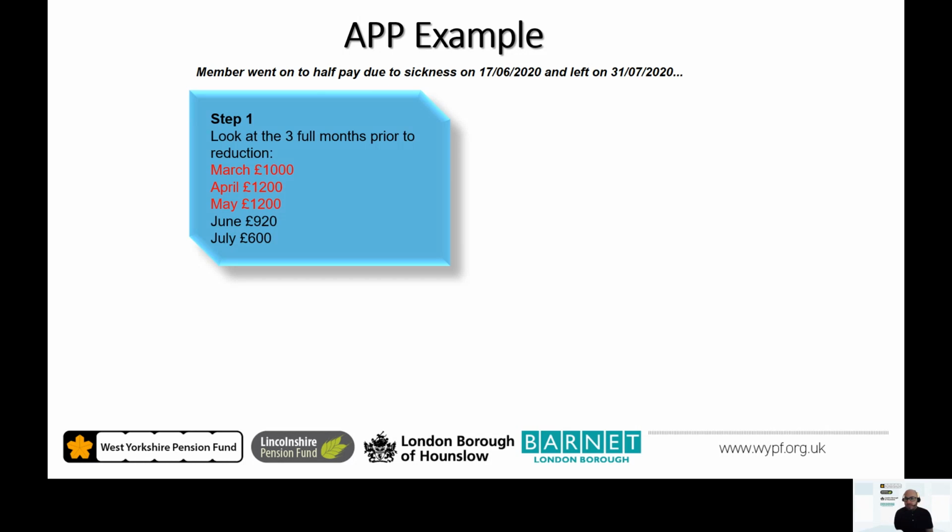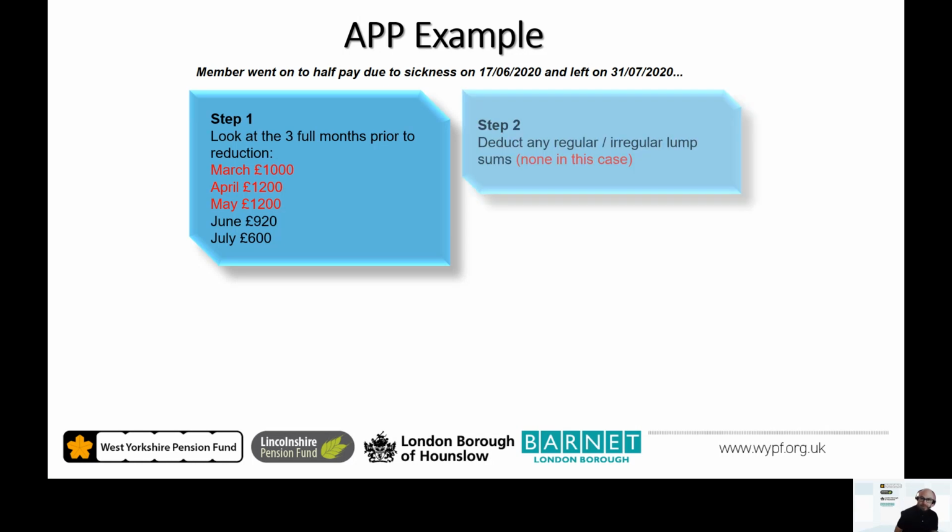So step one, you would use the date the reduction took place, and we would look at the 3 full months prior to the reduction. So this person went on half pay on the 17th of June. So the 3 months we're working back from the monthly reductions are May, April, and March. Step 2, you would deduct any regular or irregular lump sums. In this particular scenario, this member doesn't have any lump sums, so there's no action to take for step 2.